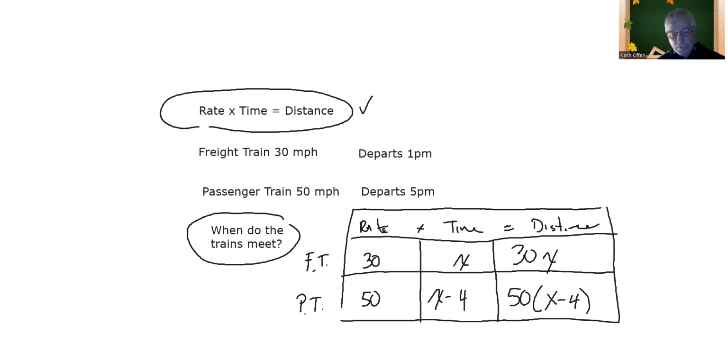The equation for this particular problem will be found in the box that is related to distance. So 30X equals 50 times the quantity X minus 4. And that being the case, we will have to solve for X. That will give us not the time of departure, but the total time traveled by the freight train. And then we just add it in real time to its departure time. So let's look and see how we would do that.